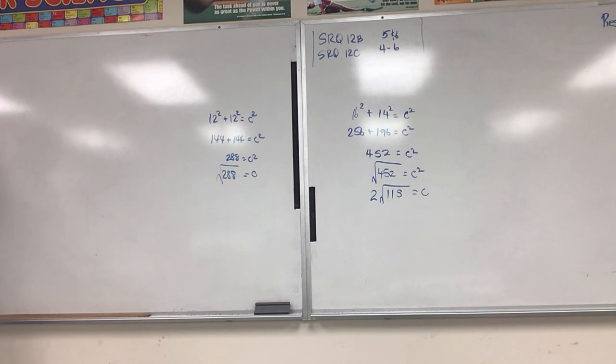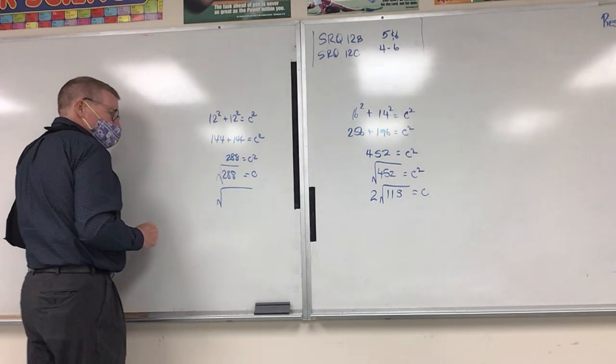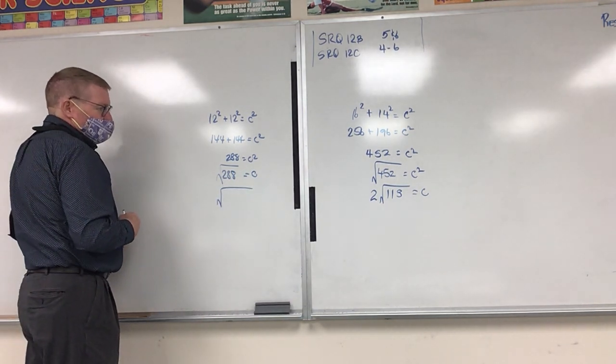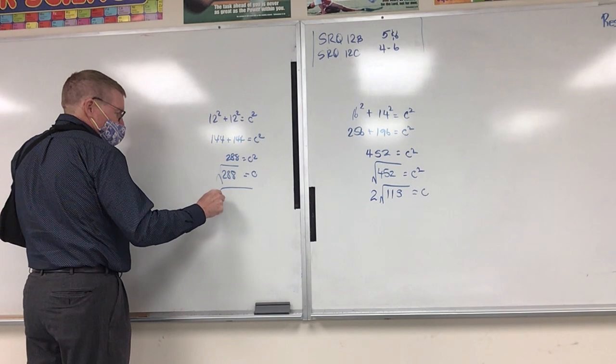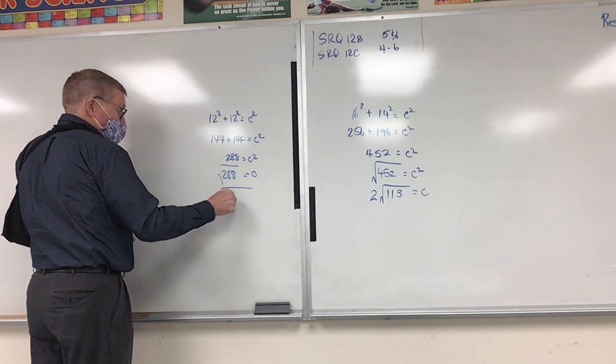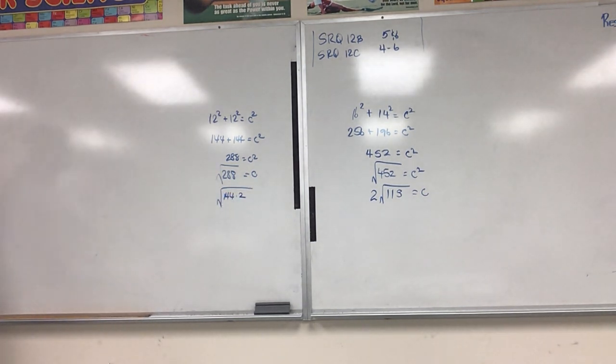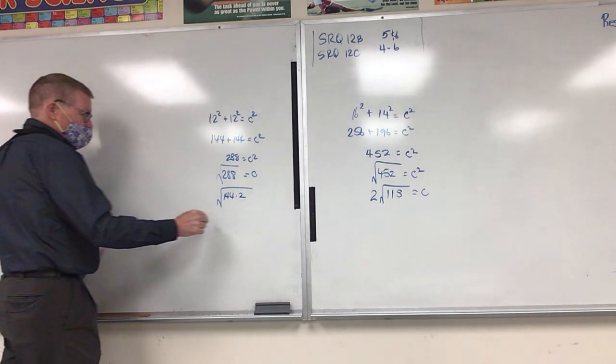All right, what number are we going to break 288 into? 4. Bigger? 12. We just take 12 out and then times 2, right? Because 2 times 12 times 12, 12 squared, so that is 144 times 2. Correct? Square root of 144 is 12.